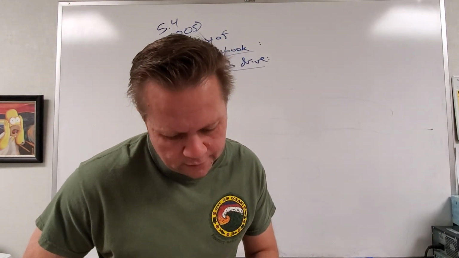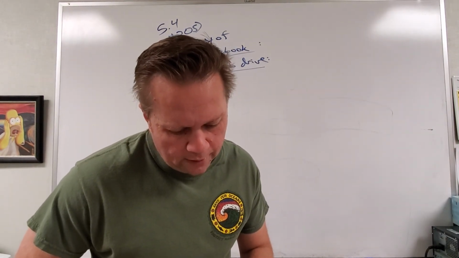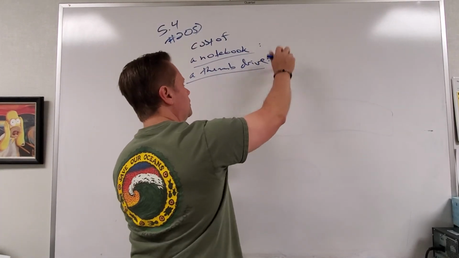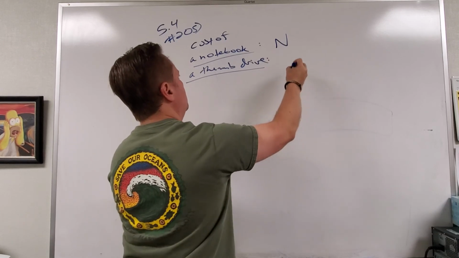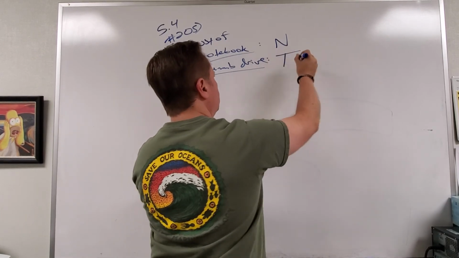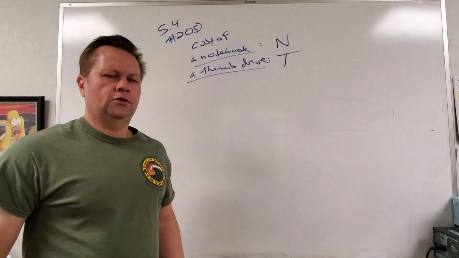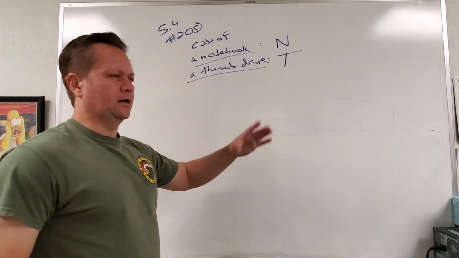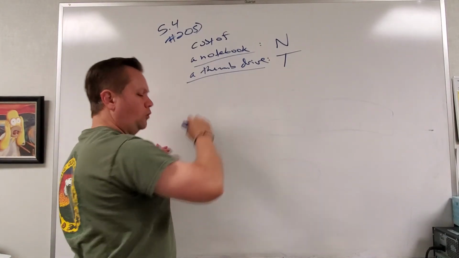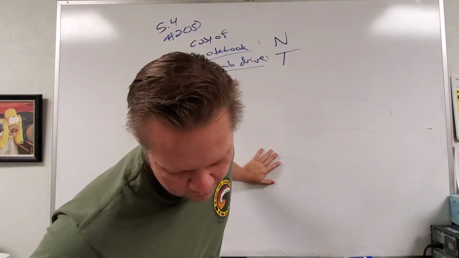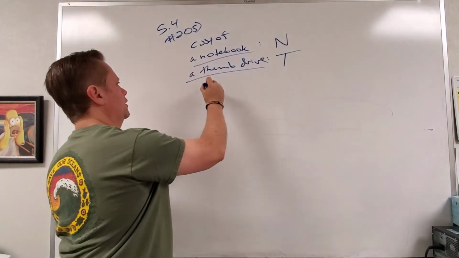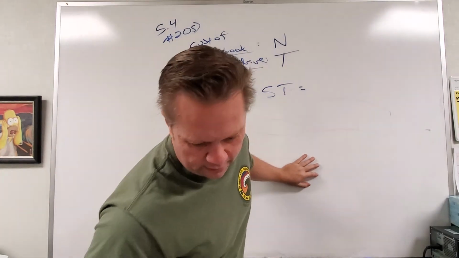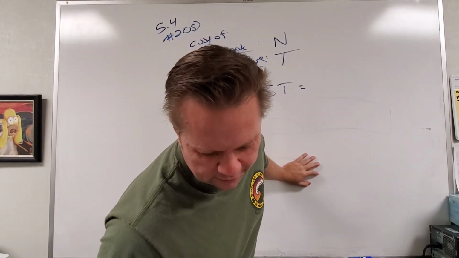So here's what it says. Troy bought 4 notebooks and 5 thumb drives. First I've got to give them variables. It makes sense to call notebooks N, and I can call thumb drive capital T. That should not be too dangerous, since it's not going to look like a plus sign or something. So what did Troy do? He bought 4 notebooks and 5 thumb drives, and he paid a total of $116.